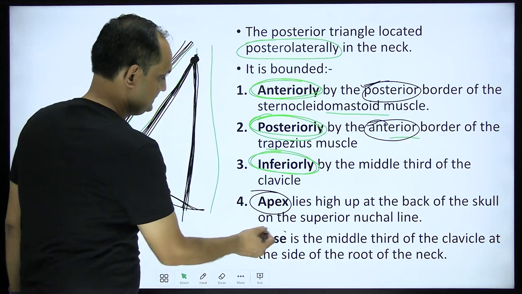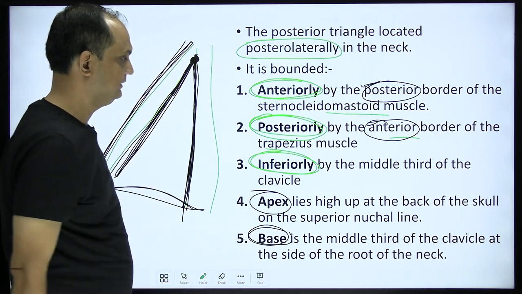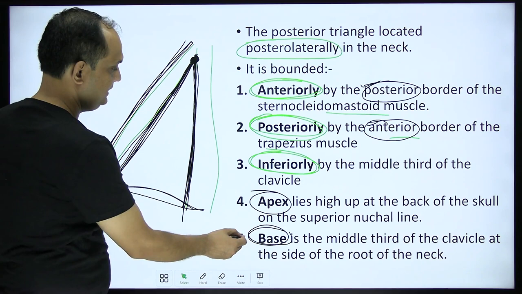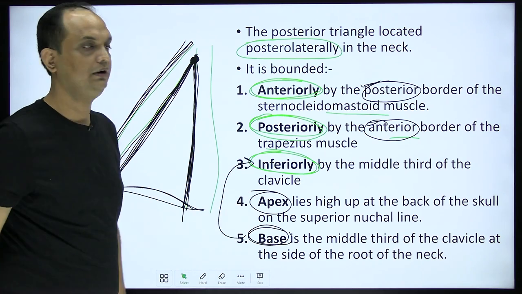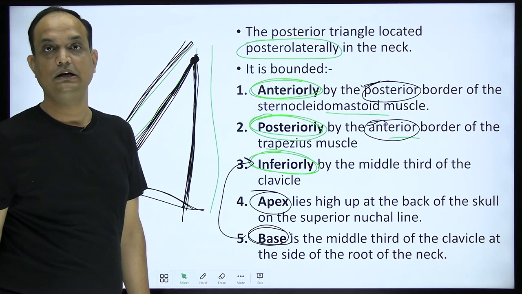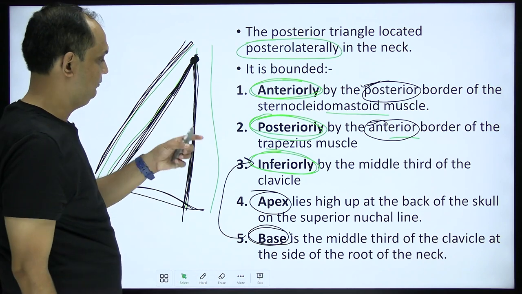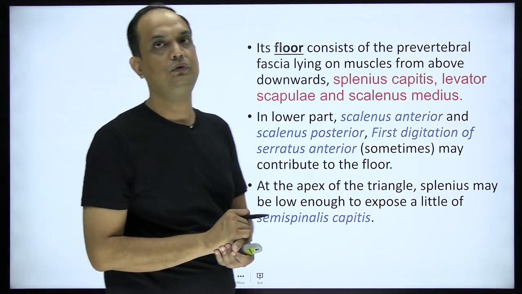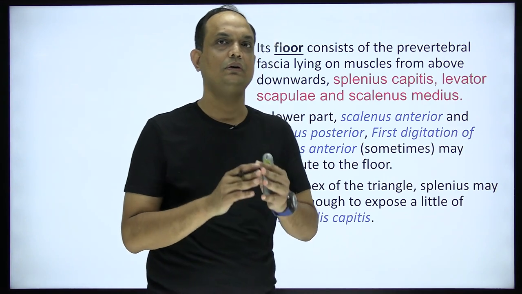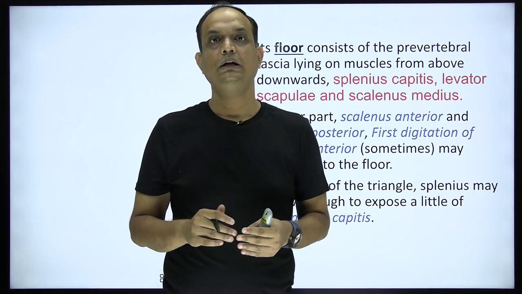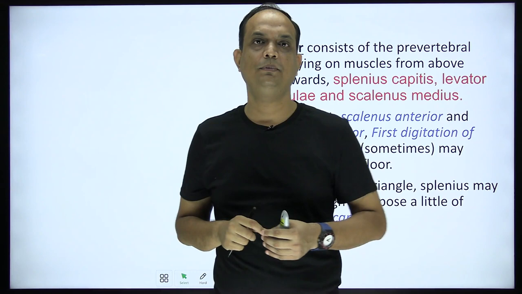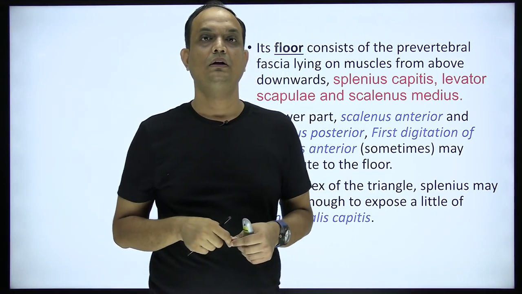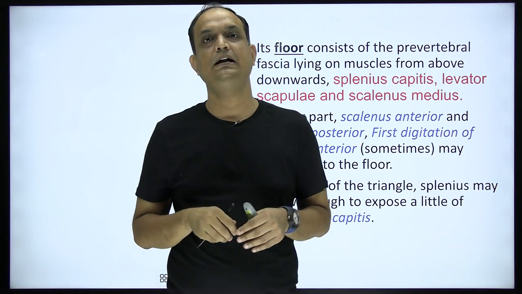Now what is the base? The base is the middle third of the clavicle at the side of the root of the neck, and this base is nothing but the inferior boundary of your posterior triangle of neck. Clear? So the boundaries are clear. Now we'll talk about the floor. Now what is the floor? Suppose you are sitting in a room, and the part which is above your head is the roof, and the part which is below your limbs, on which you stand, is actually the floor.